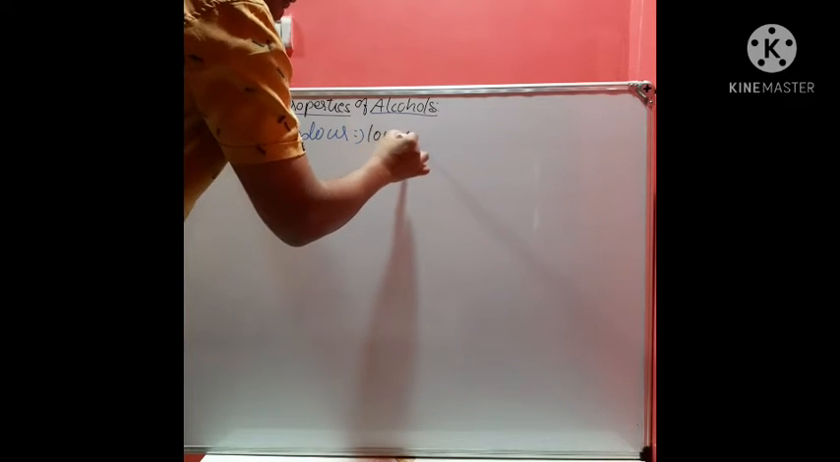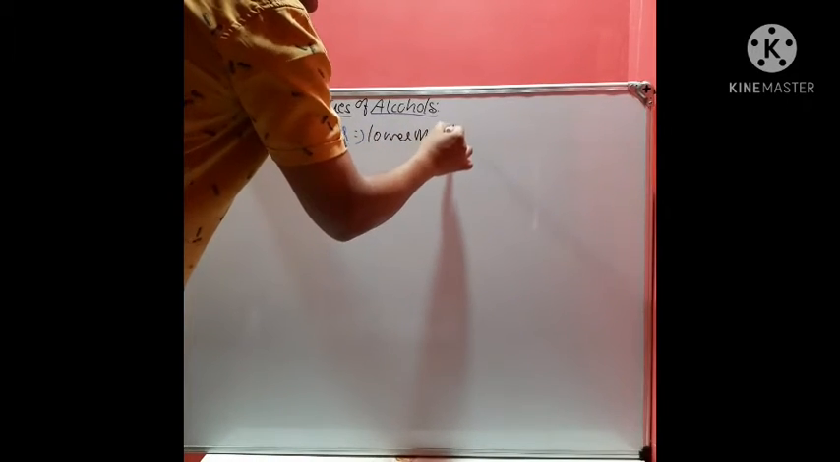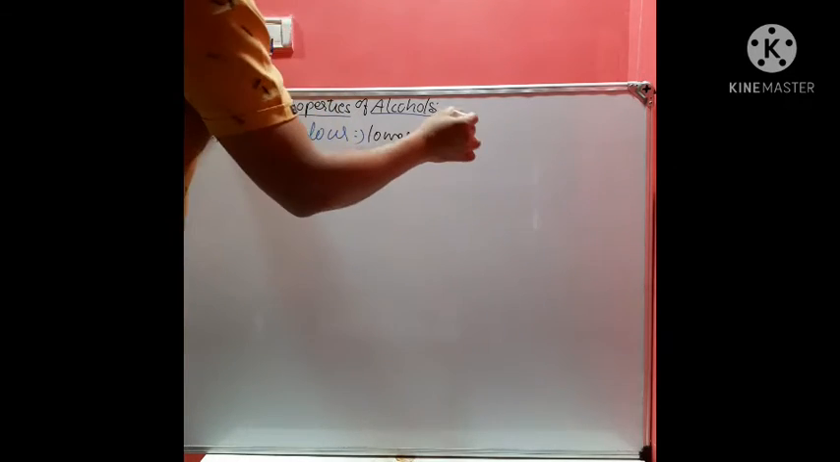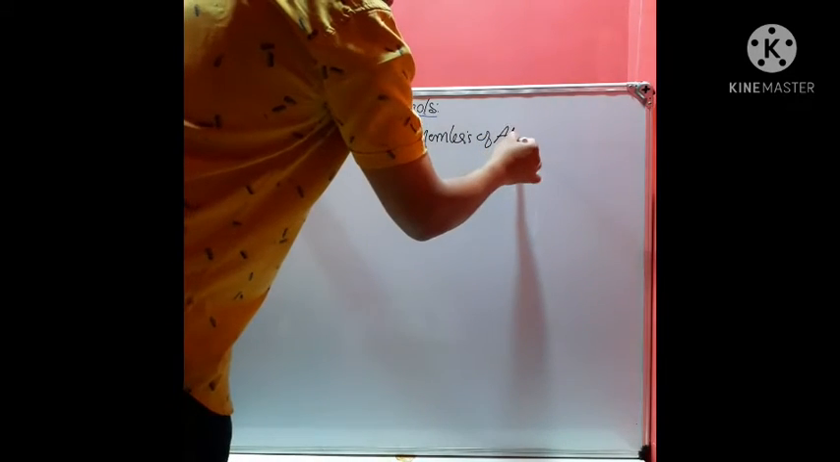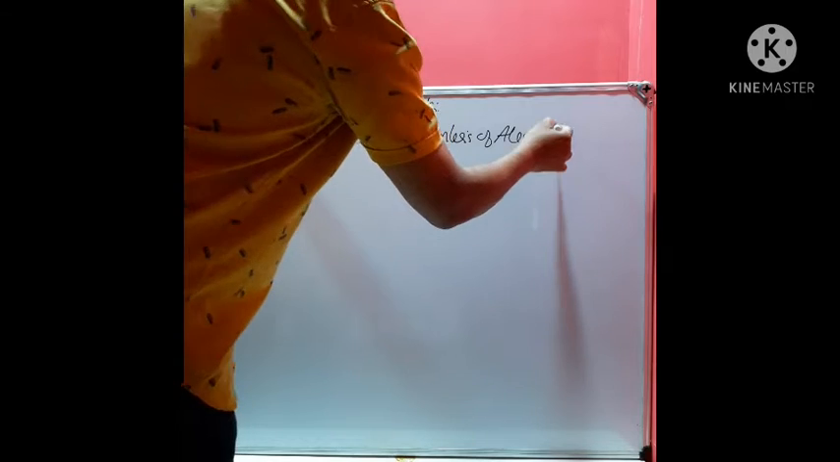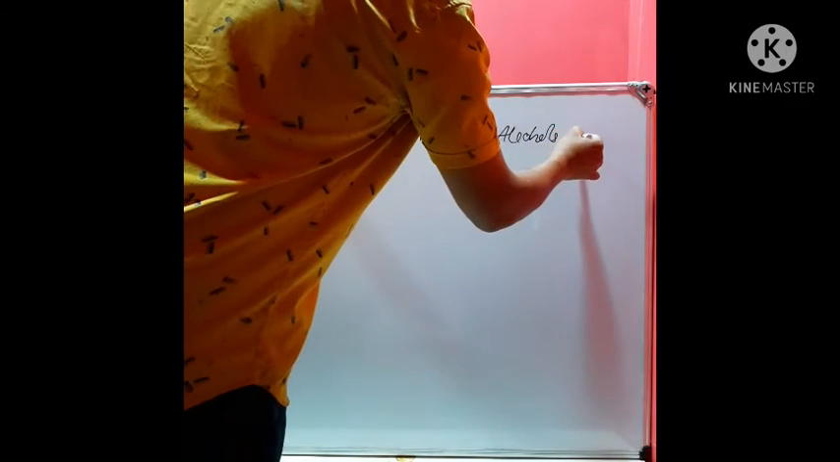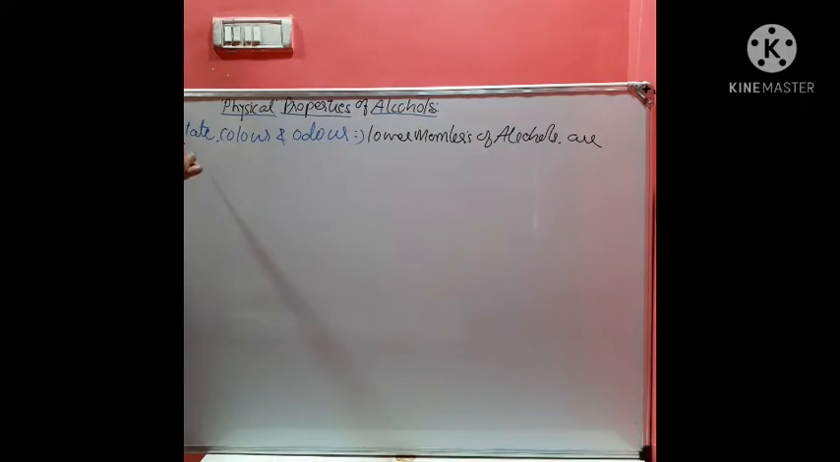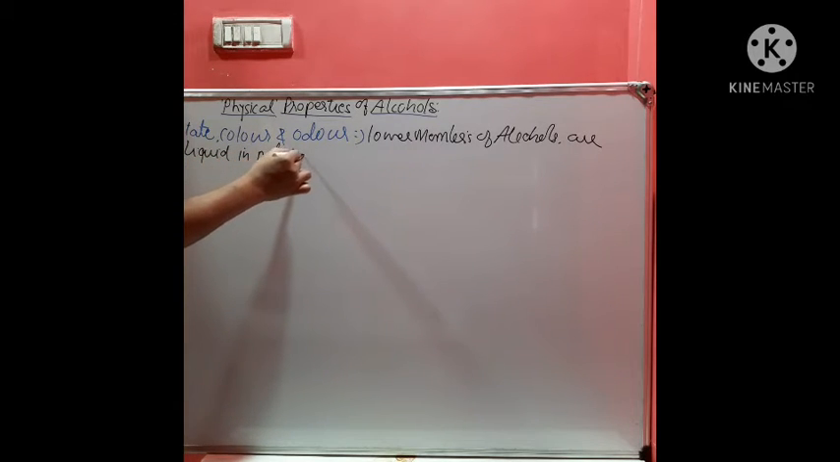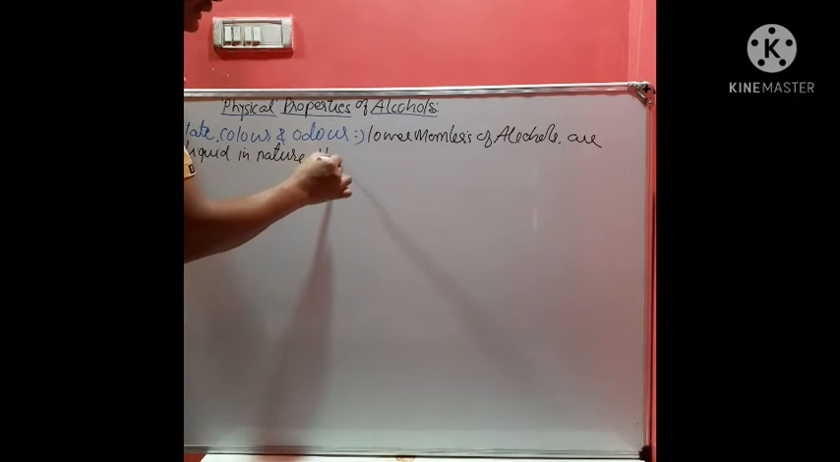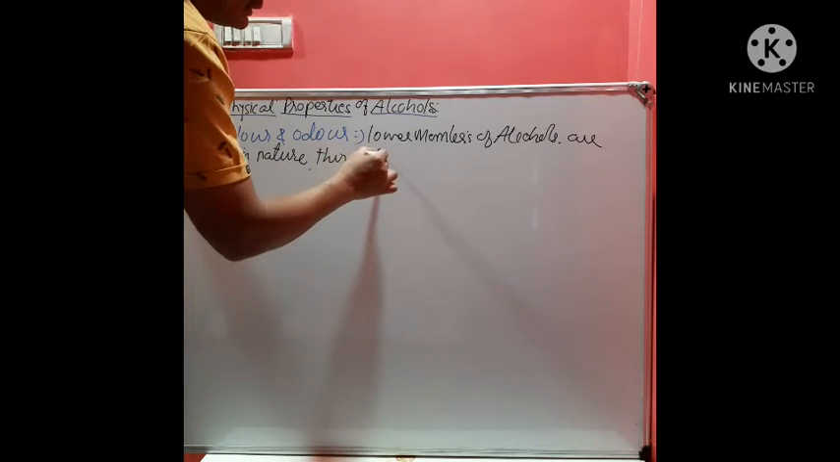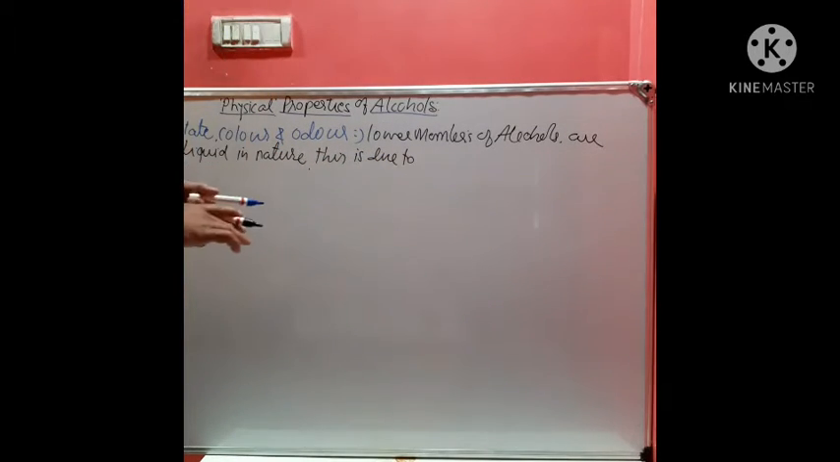Lower members of alcohols, like methanol, ethanol, propanol, butanol, are called lower members of alcohol, and they are liquid in nature. Liquid in nature. This is due to what? Now why?